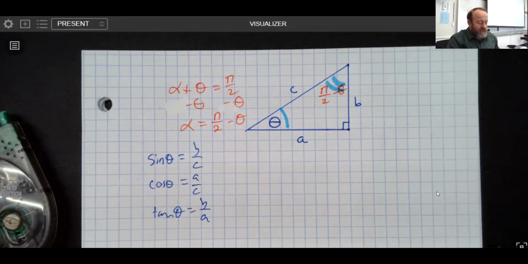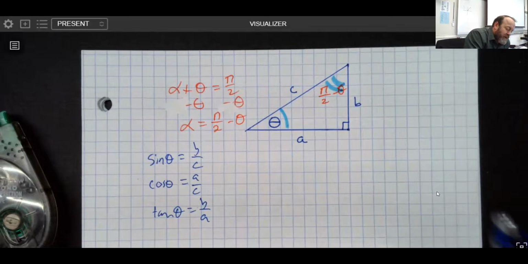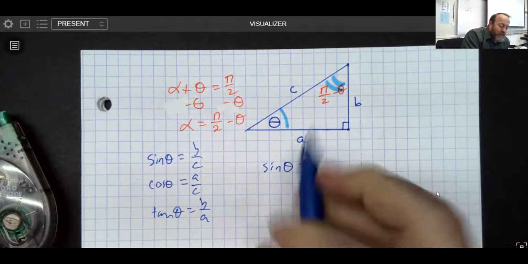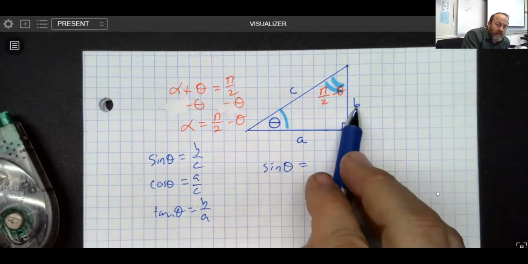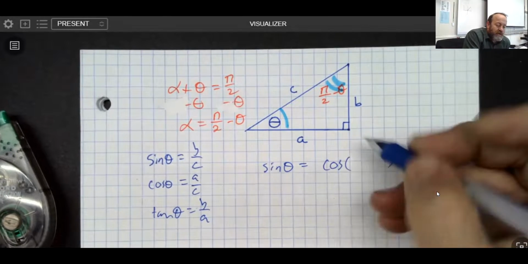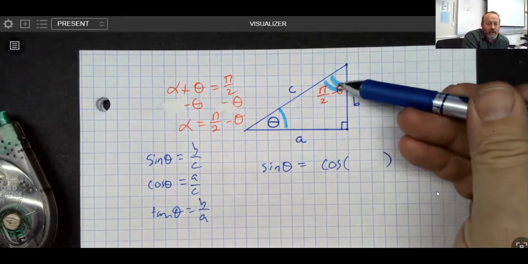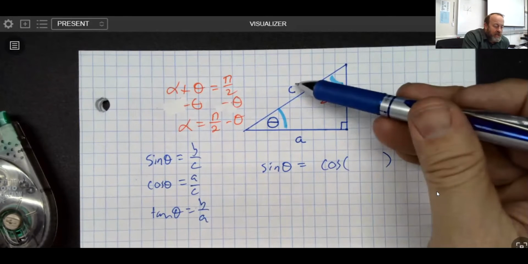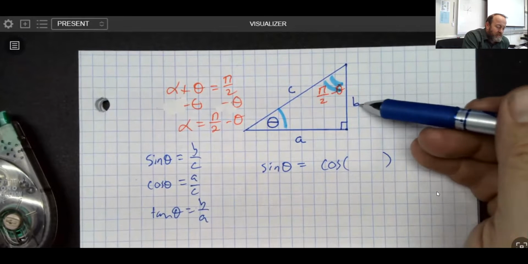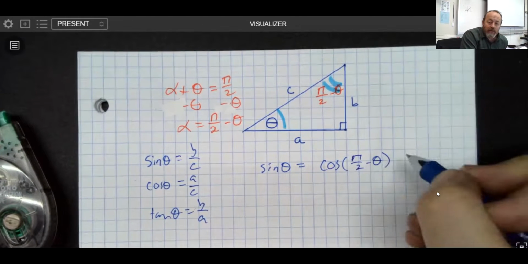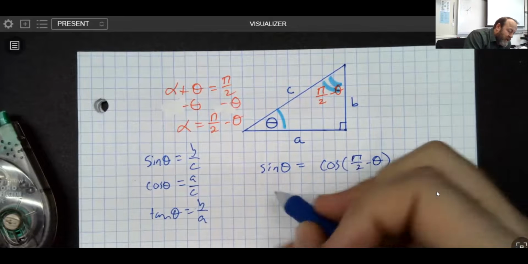But if we write it that way, you're going to see a few things. If I were to take the sine of theta, which is opposite over hypotenuse, it's the same thing as taking the cosine if I was standing here, because the opposite b over c is the same as the adjacent b over c if I switched angles. Let's try that again.